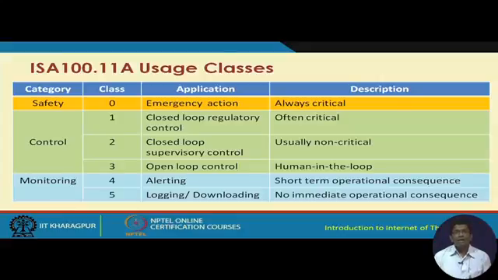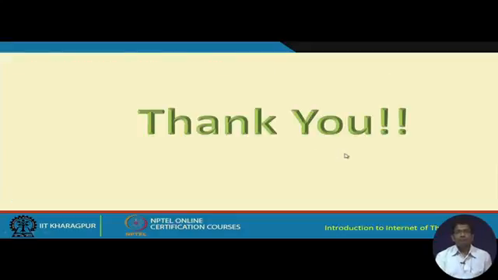And then we have the category monitoring, where class 4 basically stands for applications such as alerting, and class 5 is for logging and downloading. And this particular class, the logging and downloading class, does not have any immediate operational consequence.